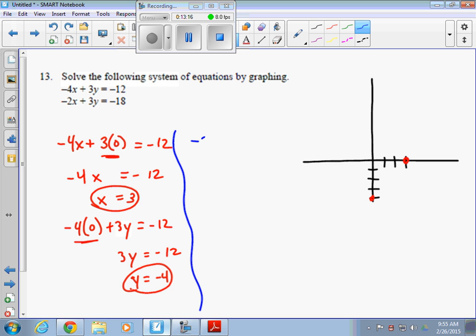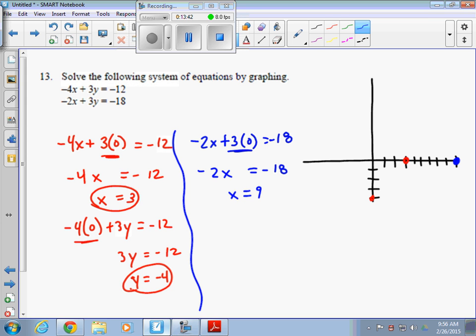Negative 2x, if I want the x-intercept, I plug in 0 for y. Plus 3 times 0 is going to eliminate that, equals negative 18. This eliminates. So negative 2x equals negative 18. When you divide by negative 2 on both sides, x equals 9. So that's 3 a second ago, 4, 5, 6, 7, 8, 9 is where that one's going to cross through.